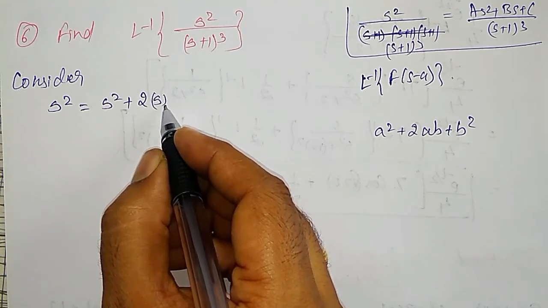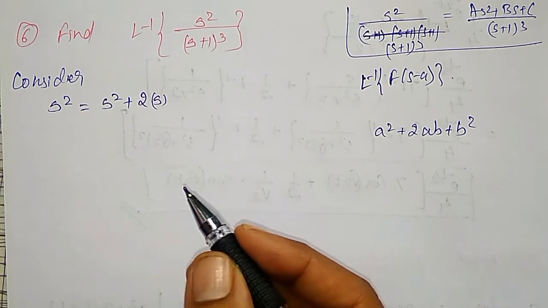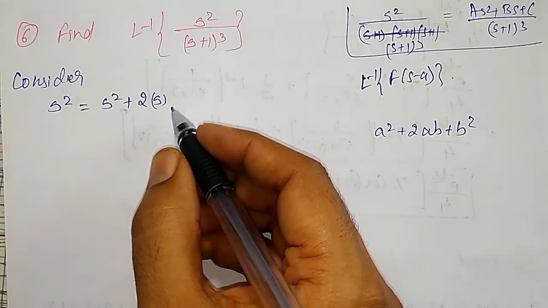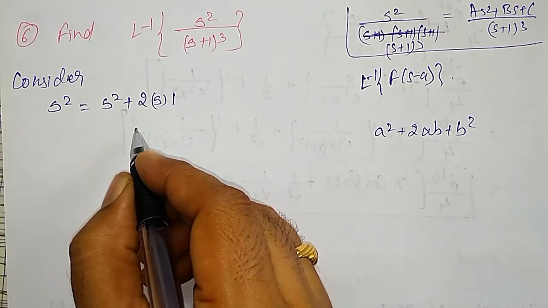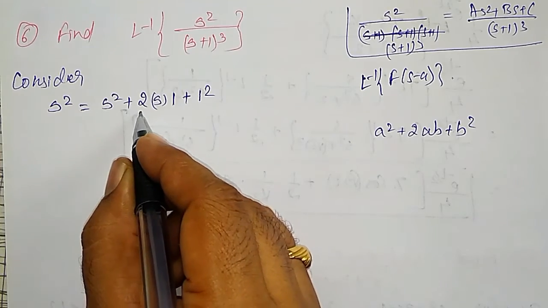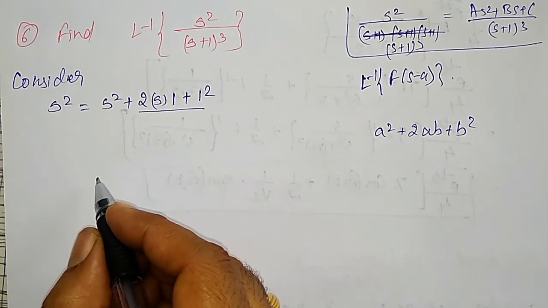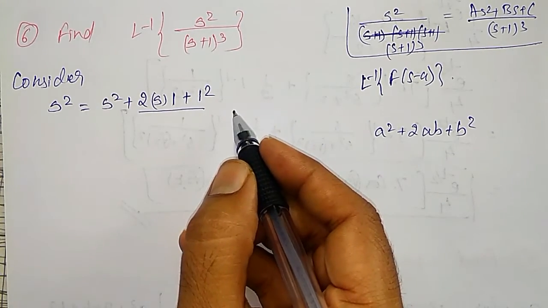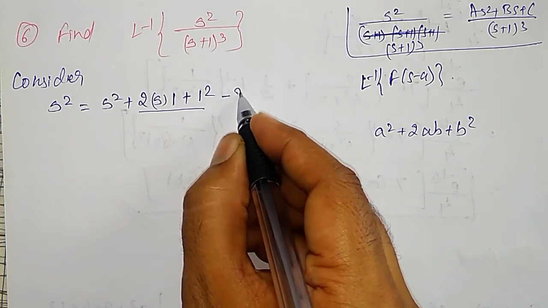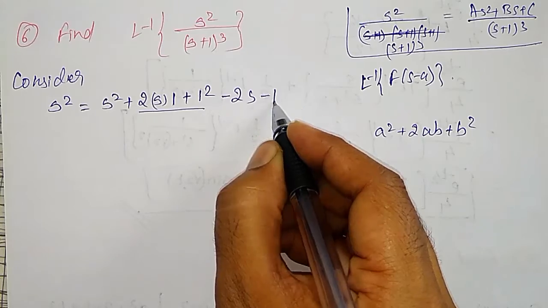Okay, plus b. b I will choose as 1. Correct? I will choose b as 1 here. 2ab, okay, plus b square means 1 square. These two terms I have added here extra. Therefore, I have to subtract those terms. What I have added here? 2s I have added, minus 2s, minus 1 square.